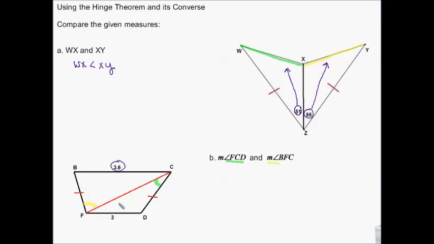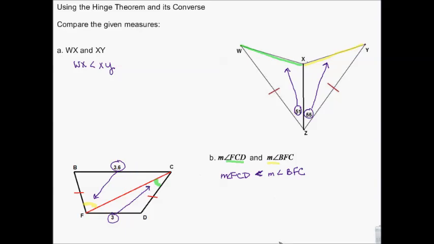Okay, so I have a 3.6 and a 3. The 3 is across from the green angle, the 3.6 is across from the yellow. So which angle's bigger? Yellow or green? Yellow. So that angle FCD is less than the measure of angle BFC. That got glitchy.